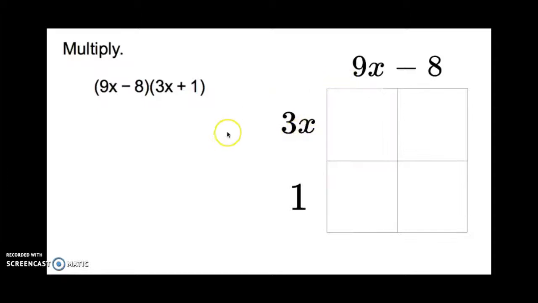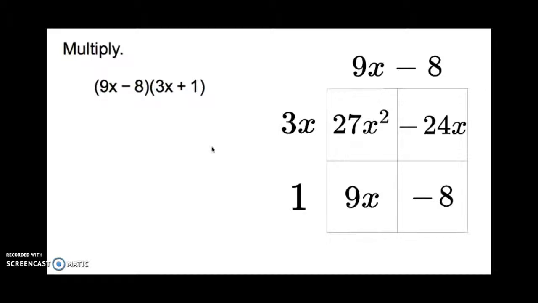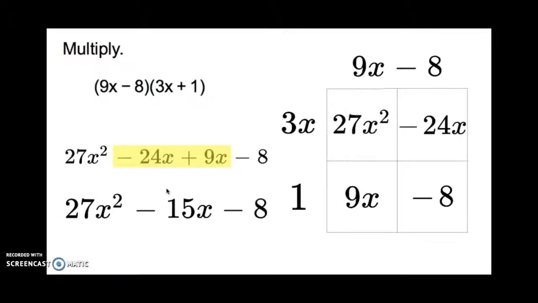Now 3x times 9x is 27x squared. 3x times negative 8 is going to be negative 24x. 1 times 9x is 9x, and 1 times negative 8 is negative 8. So writing this out, we have 27x squared minus 24x plus 9x minus 8. Now my like terms are negative 24x plus 9x, so we combine them, and negative 24x plus 9x gives you negative 15x. So my answer will be 27x squared minus 15x minus 8.